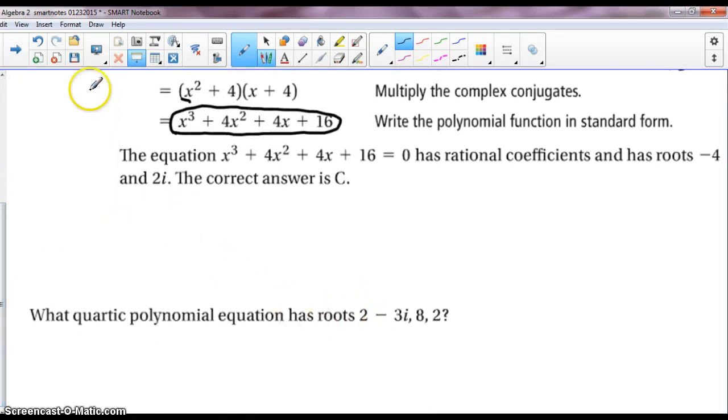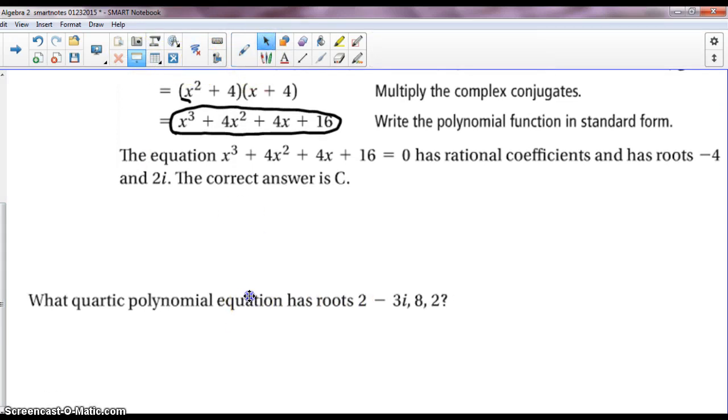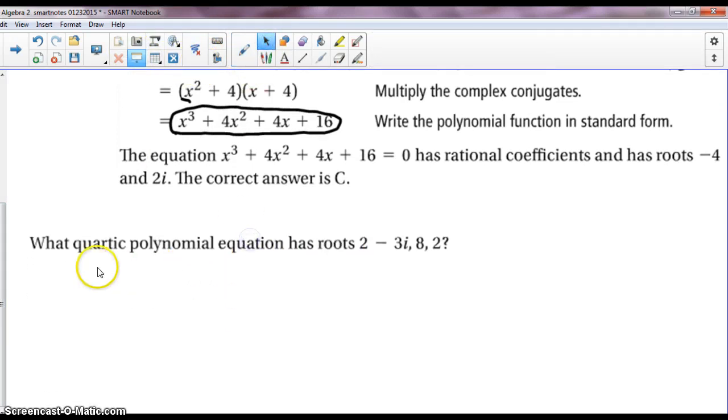So let's take a look at another one. We want to go ahead and write a quartic polynomial from these roots. Quartic means 4 solutions. So I've got 1, 2, 3, but remember again the conjugate rule that when you have an imaginary or an irrational, you get the conjugate for free.